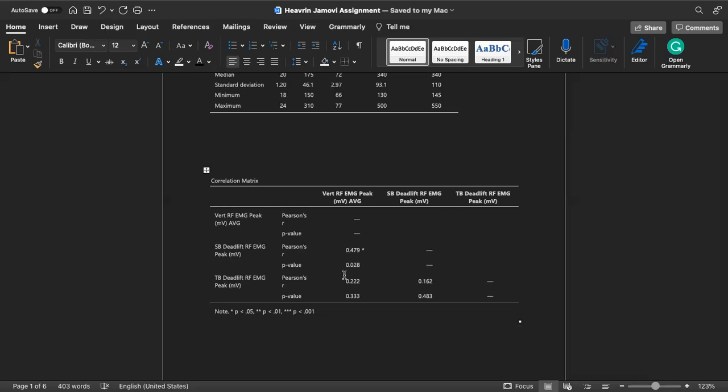Yeah, and I felt like this was a great study. I loved every second of it. I think it's pretty cool to find out that straight bar rectus femoris activation in the deadlift is pretty similar to the jump. And thank you.